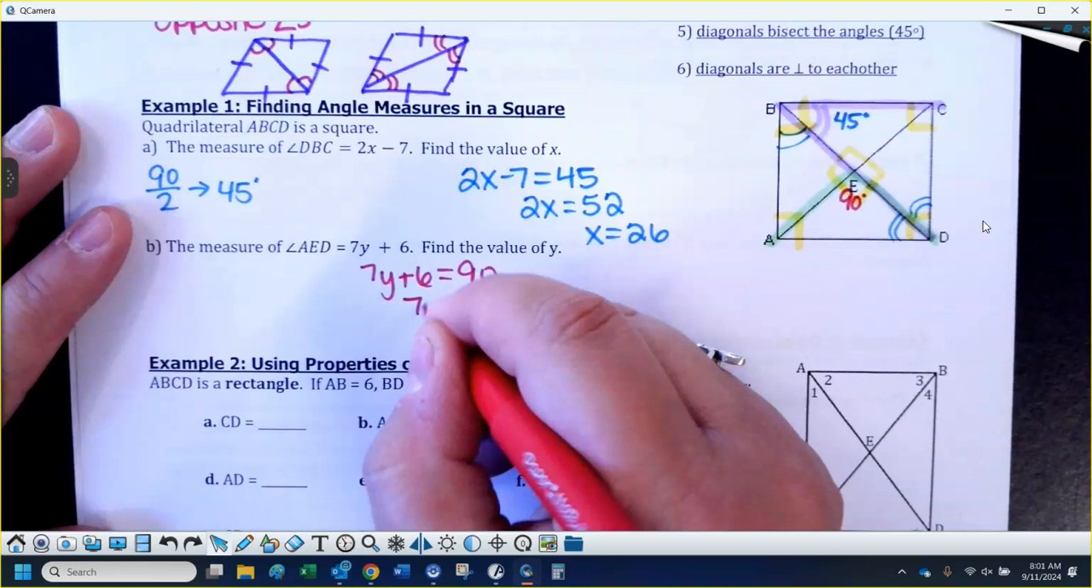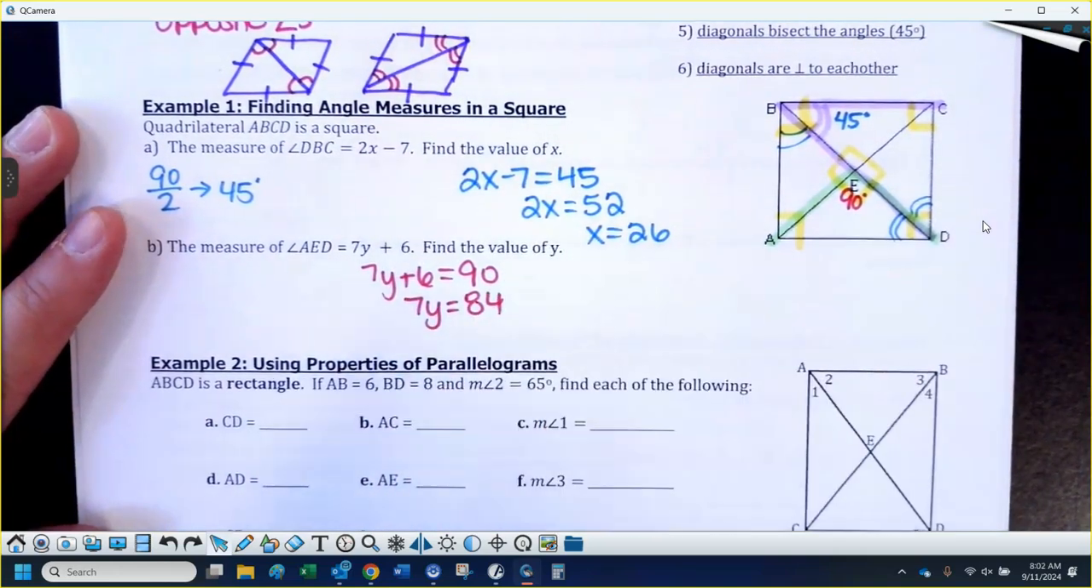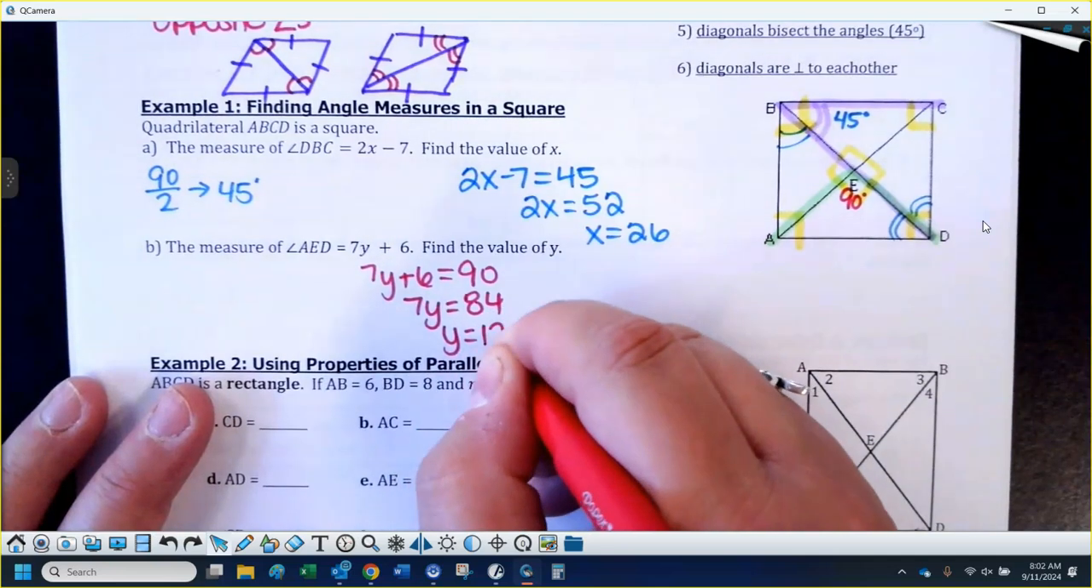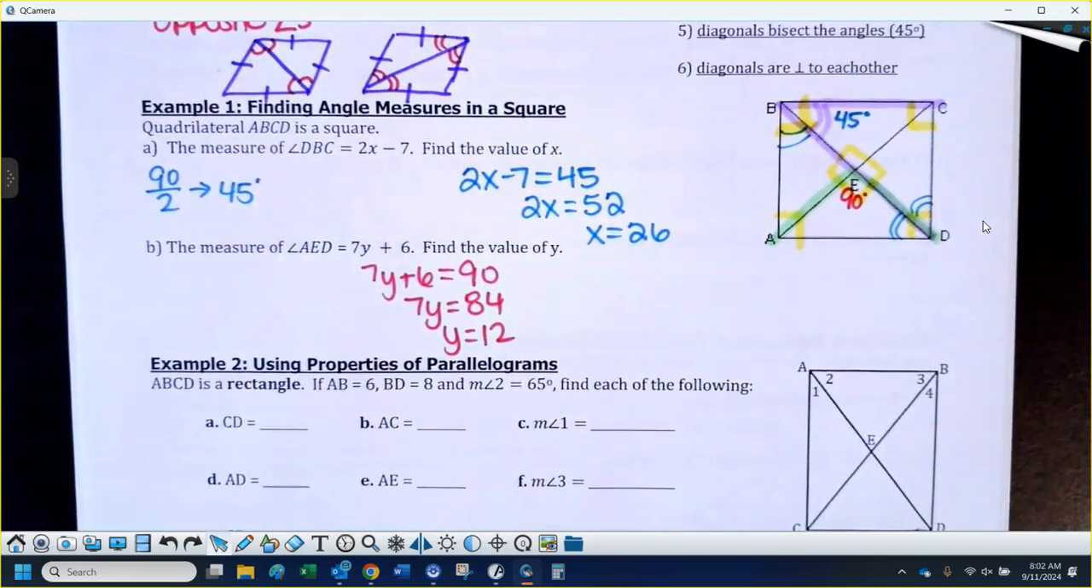I'm just going to subtract 6 here real quick. I'm going to get 7y equals 84, and I don't remember what that is off the top of my head, so I'm going to check. Should be 12 for your y value here. Does anybody have any questions?